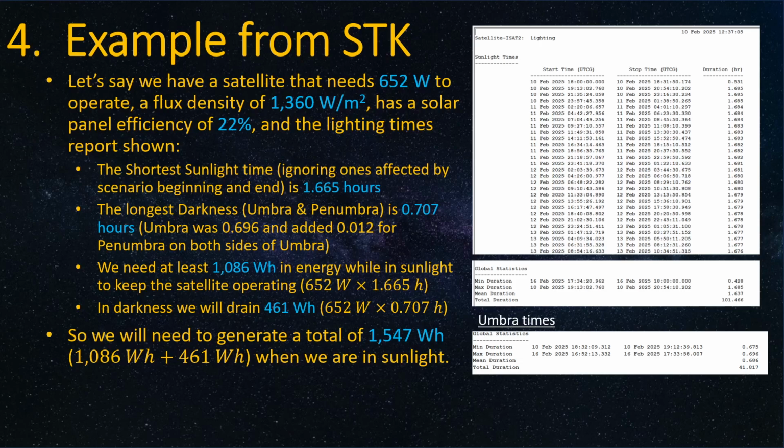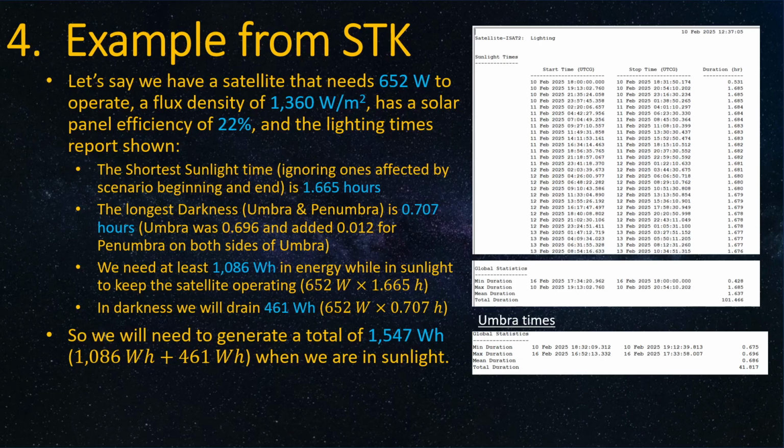Let's say that we have a satellite that needs 652 watts in order to operate. We have the flux density of 1,360 watts per square meter, and it has a solar panel efficiency of 22%. And the lighting times are from the report that we talked about. In this case, from that report, the shortest sunlight time, ignoring the ones affected by the beginning and ending of the scenario, is 1.665 hours. The longest darkness, umbra and penumbra, is 0.707. I told you that's where I'm combining the penumbra and the umbra to get those values.